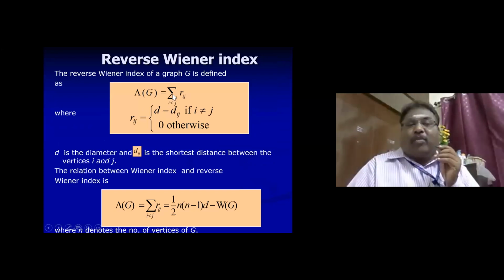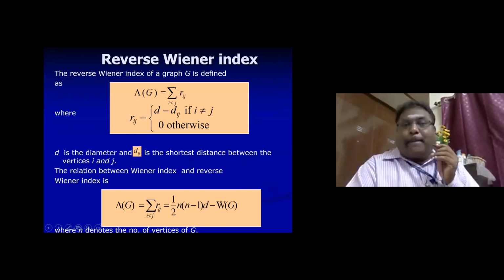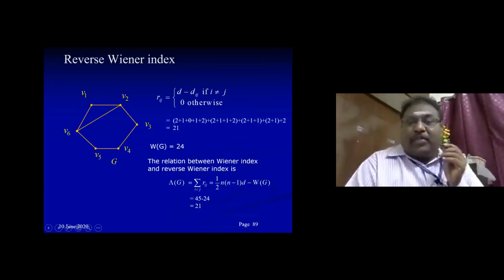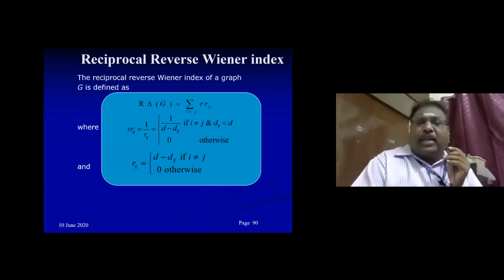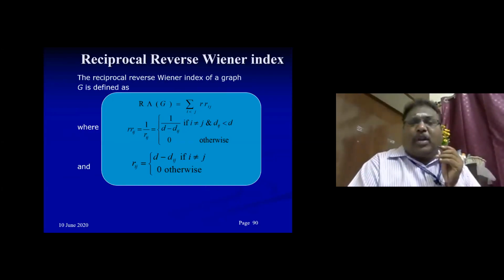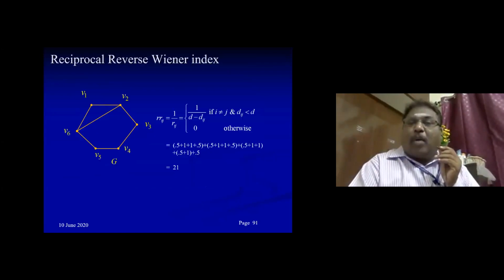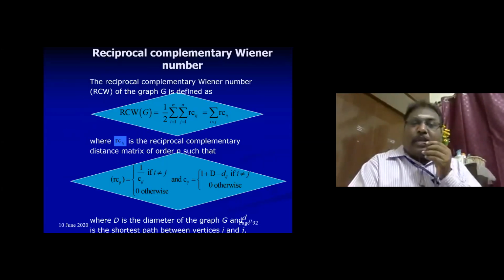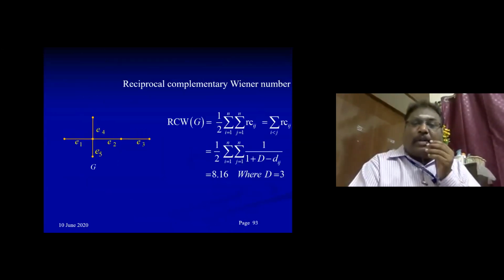This is the formula, where d is the diameter and dij is the distance. Then we have the relation between the variant index and the reverse variant index: lambda g is this much minus wg. So the reverse variant index of this graph is calculated as 24. Then another, the reciprocal reverse variant index, 1 by (d minus dij), 1 by rij. Reverse reciprocal index, reciprocal complementary variant index, reciprocal complementary number.